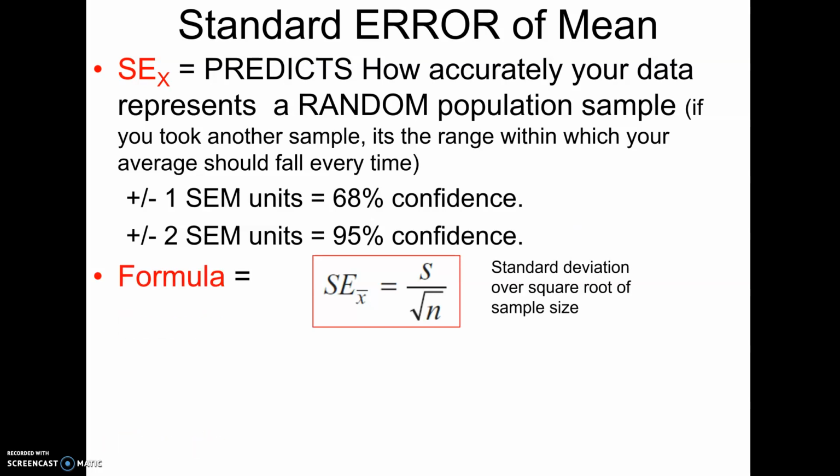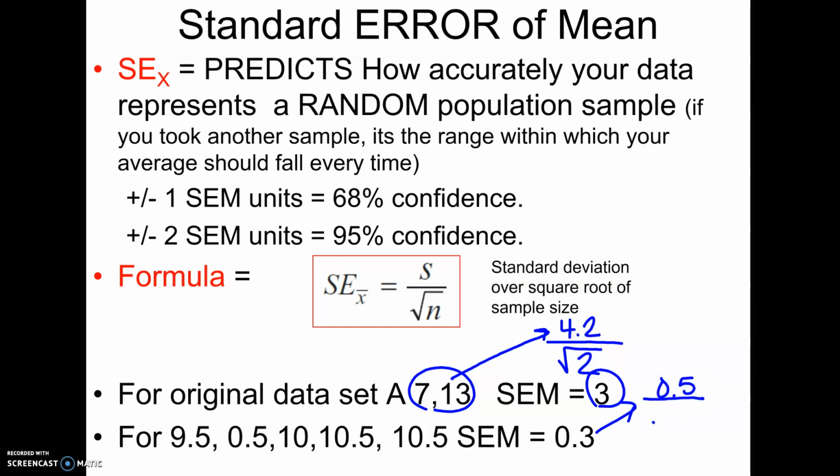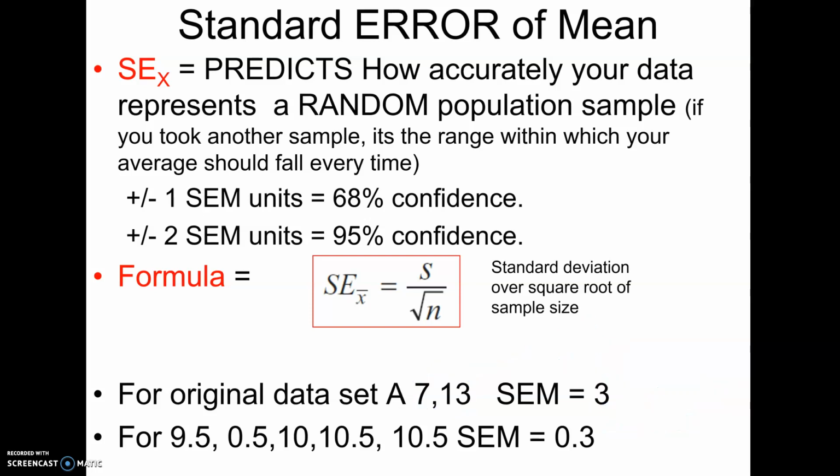Now, I'm not going to calculate it for both. I actually do have the answers here for both. But the way you would calculate it is you would take your standard deviation. So in our original data set, our standard deviation was 4.2 over, my sample size was just 2 numbers, so it would be 4.2 over the square root of 2. That's how I got 3. For this one, my standard deviation was 0.5. I had 5 numbers in my sample, and when you divide that out, you get 0.3. So that's how you calculate it. So it comes from your standard deviation, but it gives you more information.